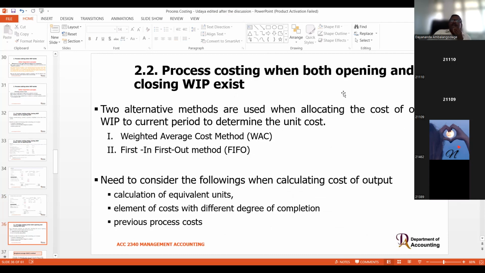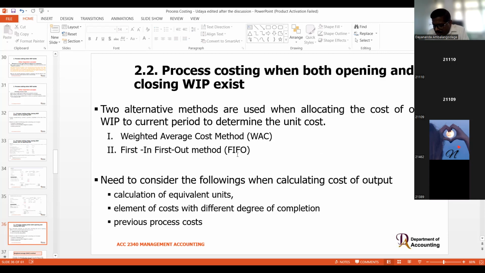Process costing problems when both opening and closing WIP exist. That is another complicated area. When there is such a situation, we may talk about two types of costing method: WAC, the weighted average cost method, and the first in first out method. So far, whatever calculation we did, even the previous one, we did the WAC method, weighted average. The new concept is first in first out. I will explain it to you.